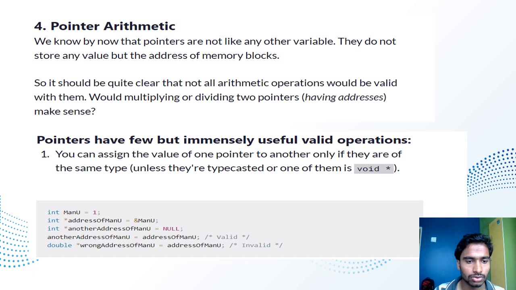int manu = 1; int *address_of_manu = &manu; int *another_address_of_manu = NULL; another_address_of_manu = address_of_manu; double *wrong_address_of_manu = address_of_manu; invalid.